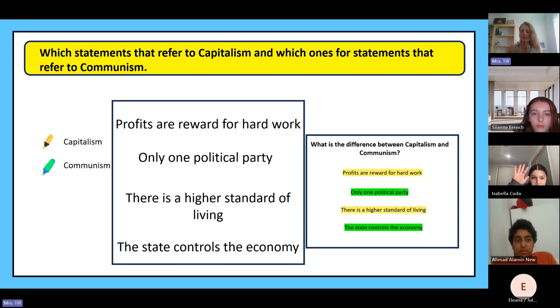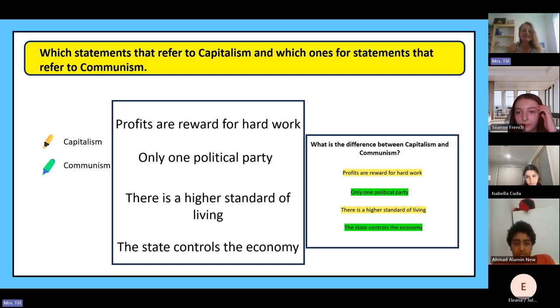Oh, Isabella, that was quick. Off you go. So the only one political party would be communism, because people don't have a choice. It's just only one option and that's it. Good. So we straight away got one of them. Ahmed, what other one do you think is communist? We've got, there's only one political party. What other one might come under it? You say it controls the economy. Good, yep. So the last one, which means the other two must be capitalist. Well done, because you weren't here for the communist bit, so that's awesome.